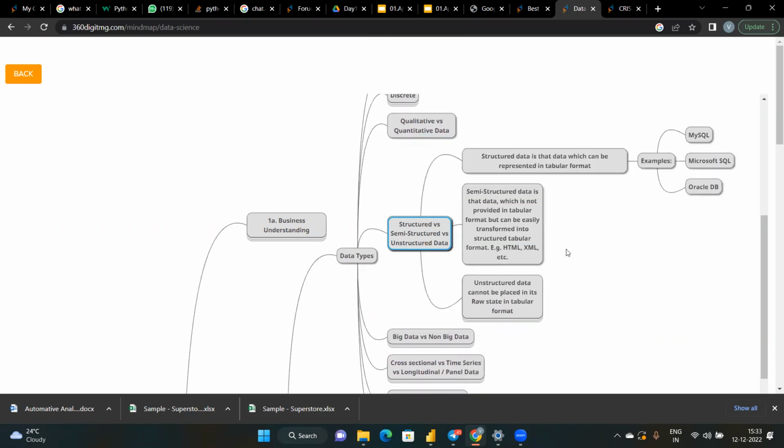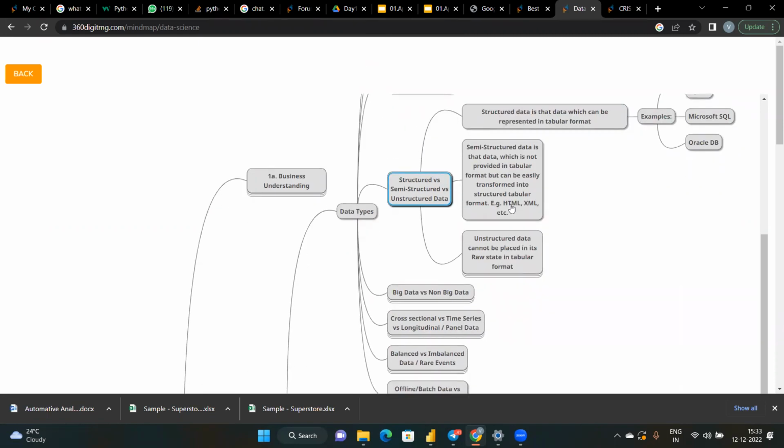So what is unstructured data? You have shown us structured and semi-structured. So guys, try to guess. Structured is in the form of rows and columns. Semi-structured, you're saying, is not in the tabular form, but can be converted. What is unstructured data?